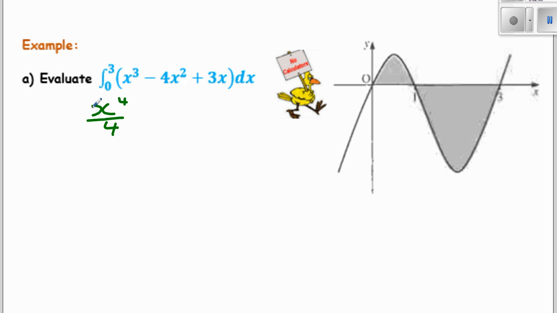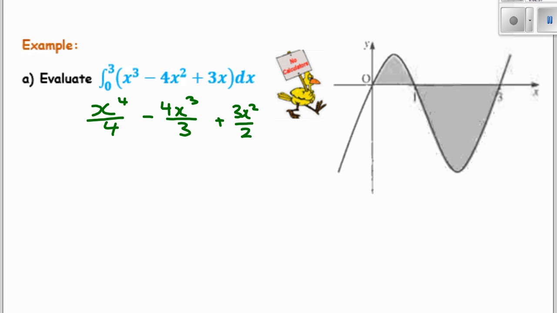Minus 4x squared. 4x cubed over 3. And then plus 3x, what would that become? x squared over 2. Yeah. Do any of those simplify or anything? No, sorry. Like say if it was 4x cubed over 2, you could simplify that to 2x cubed. But none of those break down.